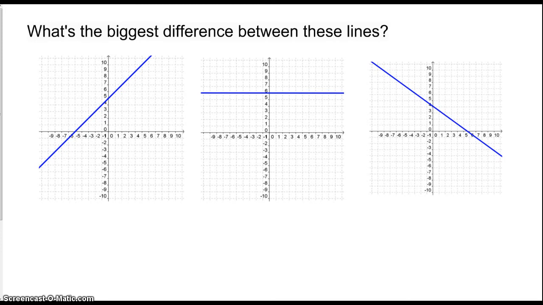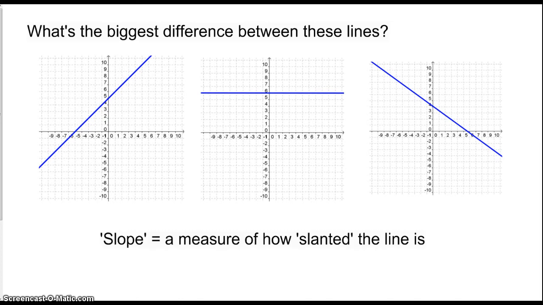When you look at these three lines, what do you notice is the biggest difference between them? Well, when I look at them, it looks like it has to do with the slantiness of the line. How slanted is the line? Okay, well, the slantiness of a line, we call that slope. Slope is actually a measure of how slanted the line is.